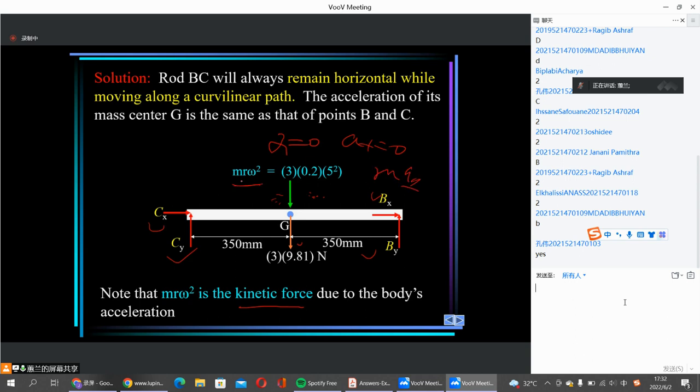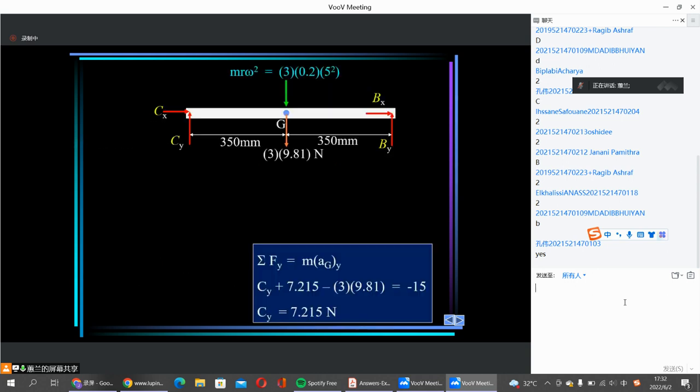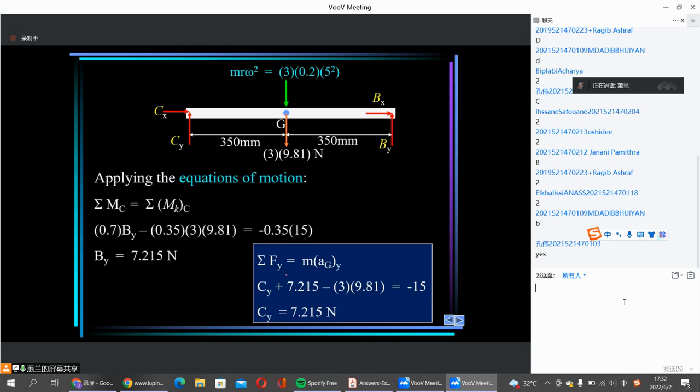And AN is equal to R omega squared. Accordingly, we can apply the equations. Sigma Fy equals MAGY. AGY is given, this is MAGY, and so Cy plus By minus MAGY minus G equals 0. And that is the scalar equation for the force.